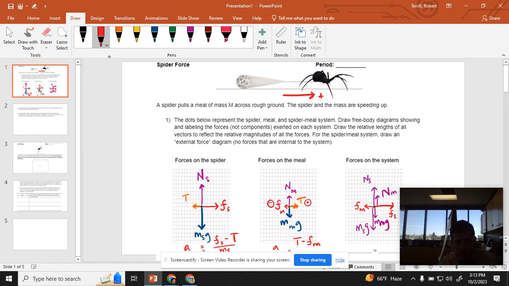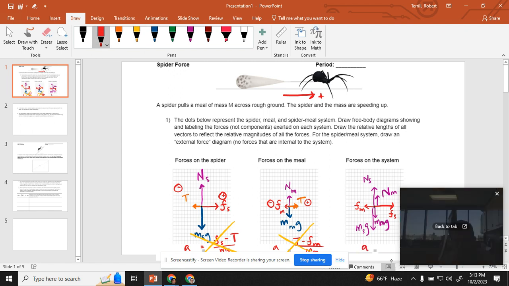So this is a positive force. This is a minus force. This is a positive force. This is a minus force. You can see that reflected in my equations. That's over the mass of the meal. But both of these equations are going to be useless to me for solving because I don't know what tension is. This last one, though, when I solved it for the whole system, becomes much more solvable because I know that the acceleration is going to be equal to the force of the spider, friction on the spider minus friction on the meal, all over the combined mass, spider and meal.